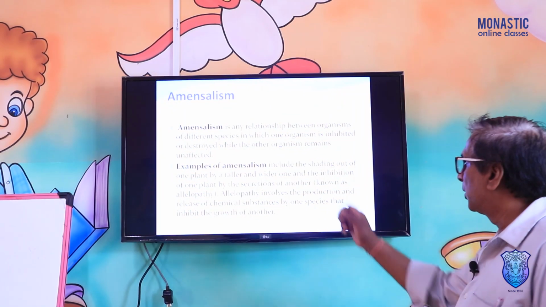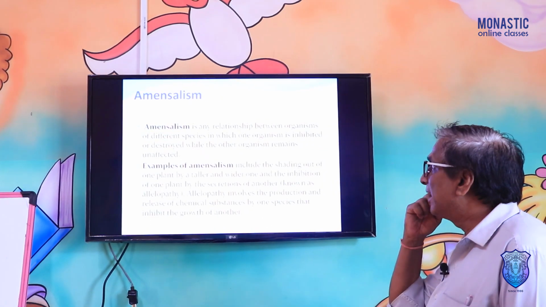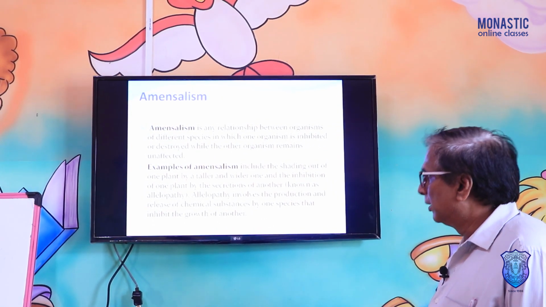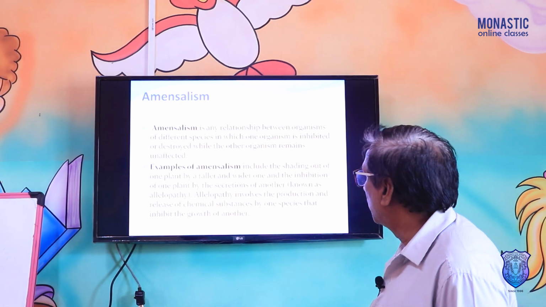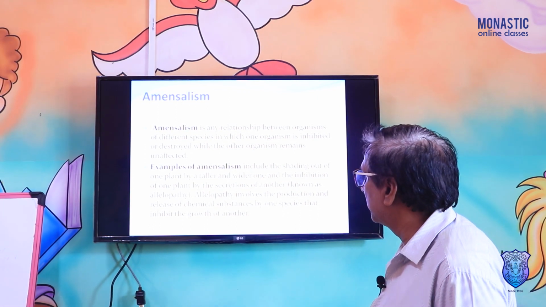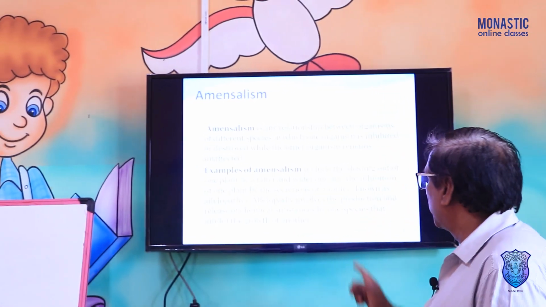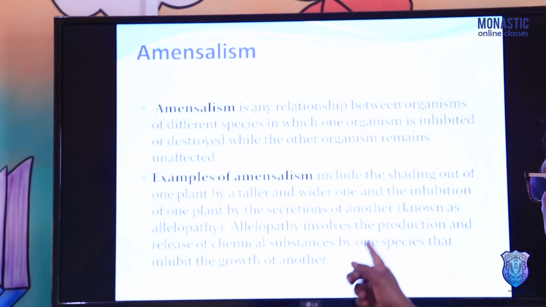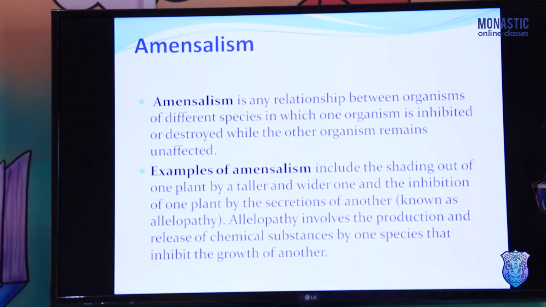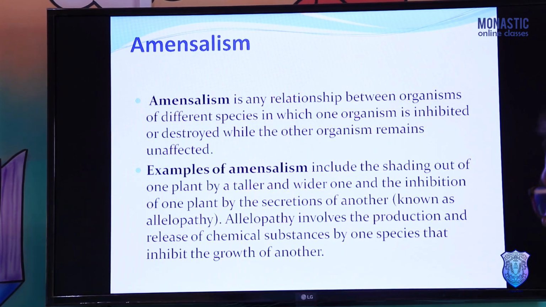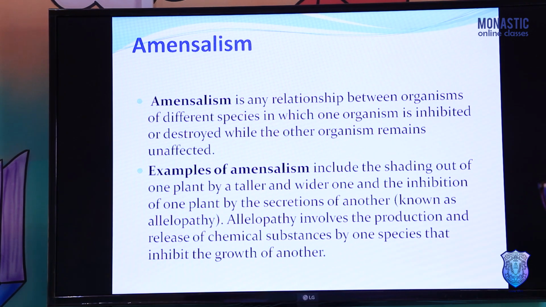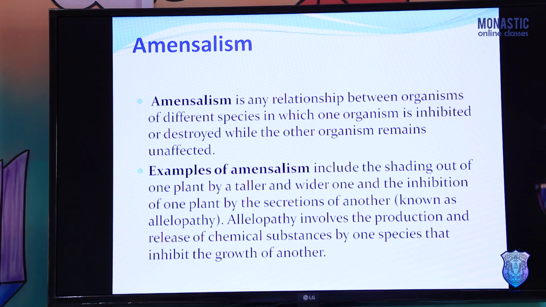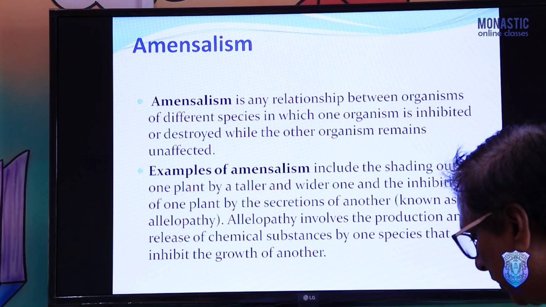Another type of inhibition in amensalism is when one organism produces some poisonous or organic substances which affect another, and that is known as allelopathy. Allelopathy involves the production and release of chemical substances by one species. So they release chemical substances that harm the growth of another or inhibit the growth of another.